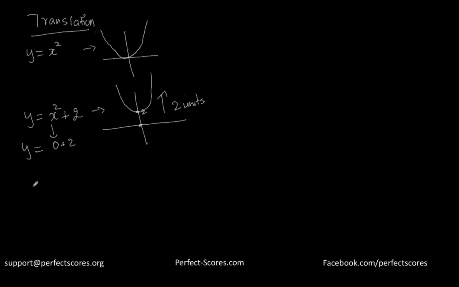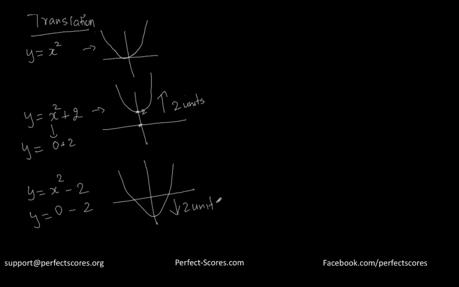Fine. So let's suppose I say that y is equal to x squared minus 2. Then what will happen? When you substitute x to be 0, y is actually equal to minus 2. So what is going to happen here? The graph is going to go down by 2 units. So this is what we call vertical translations. I mean, it goes up and it goes down. If you add a number, it goes up. If you subtract a number, it goes down.